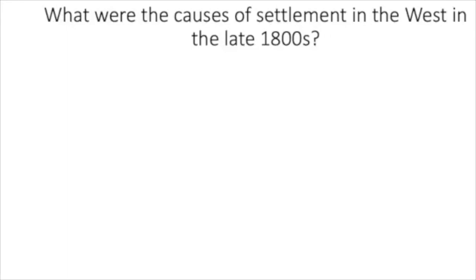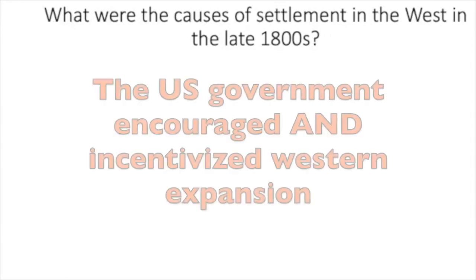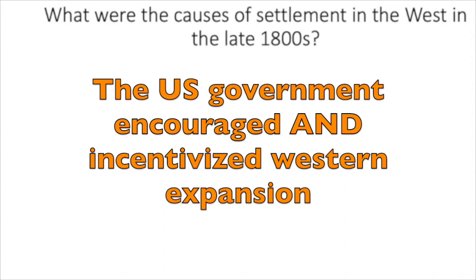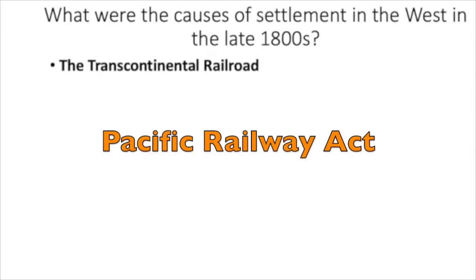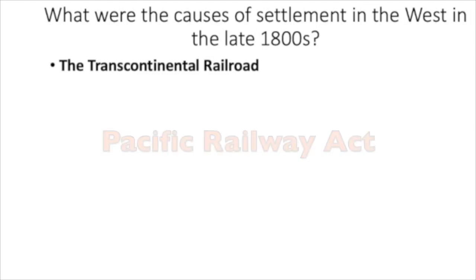What were the reasons that people migrated west during the second half of the 1800s? It is very important to keep in mind that the American government not only encouraged expansion west, but they also incentivized it in many ways. A big reason for the push west was the Transcontinental Railroad. The Pacific Railway Act encouraged the building of the Transcontinental Railroad. This was passed, of course, during the Civil War.